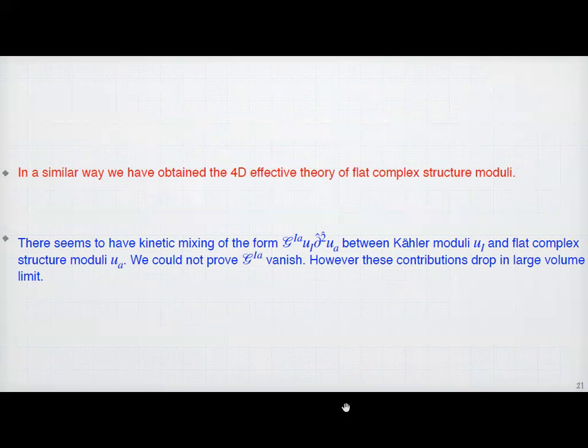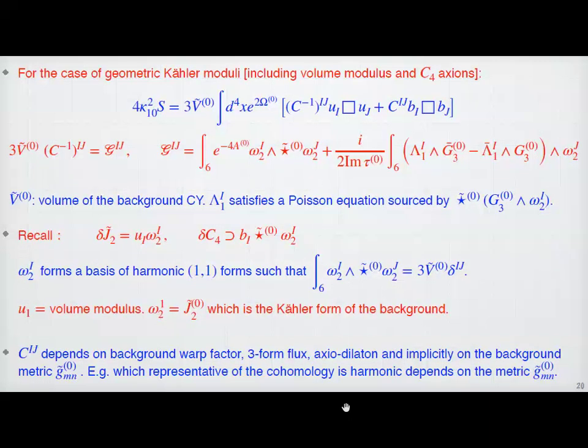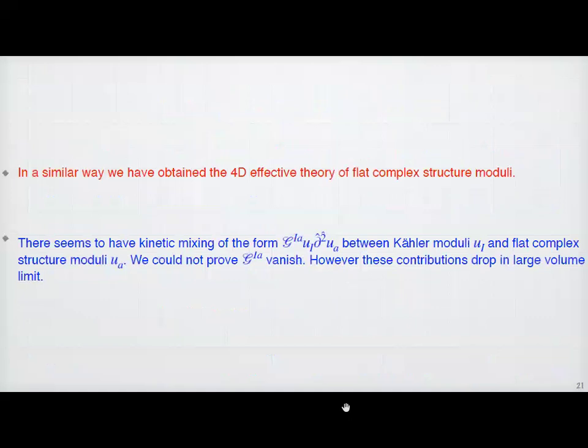I thought it's again some set of terminology, so I skipped the result, and it's there in the paper. It seems that there is a kinetic mixing between the Kähler moduli and the flat complex structure moduli, which is a new thing. In the direct product compactification, they decouple. We could not prove them vanishing, but maybe some Calabi-Yau property could prove it. But at least the expressions we have written in the paper, and the good thing is that in the large volume scenario, where it should be the direct product compactification, they drop out.